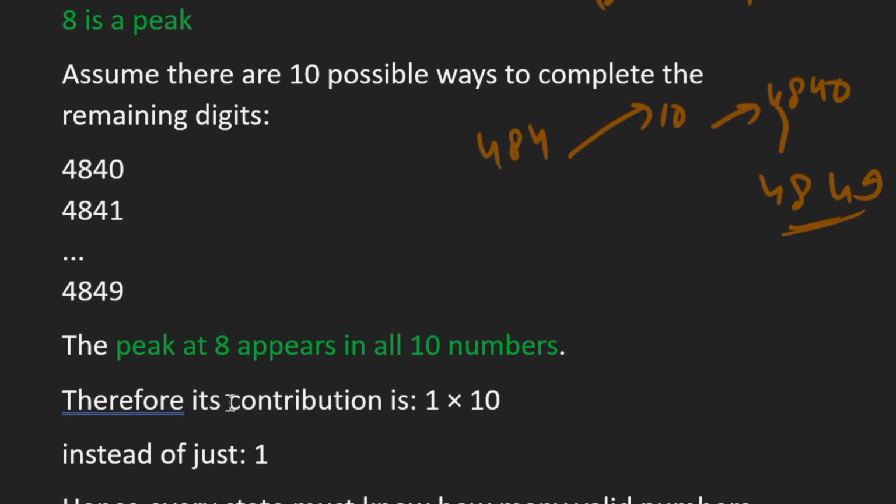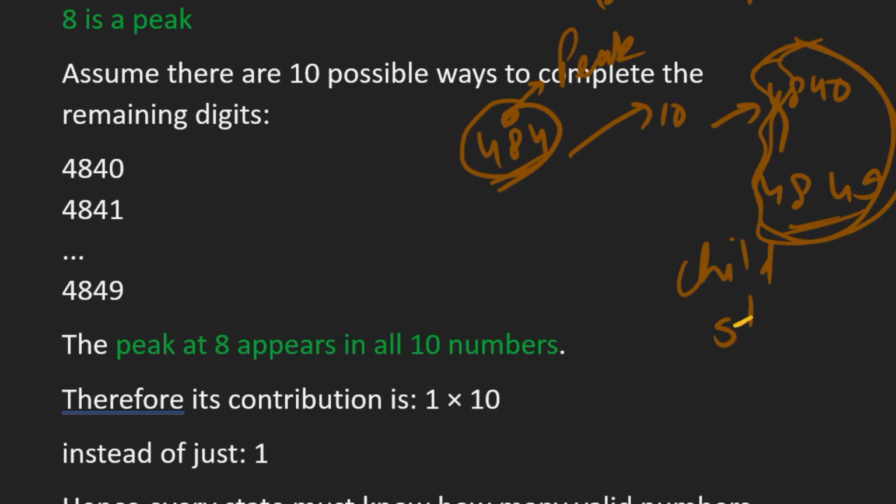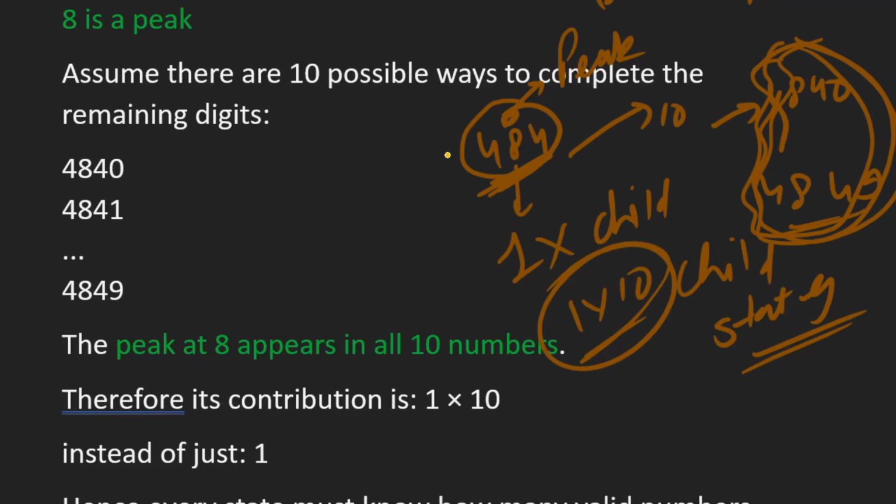This peak at 8, that appears in 484, will appear in all these 10 numbers, right? This peak at 8 will appear in all the child states also. So the contribution of this peak is not 1, it is 1 into total children, that is 1 into 10, right? That's why we are counting the number of children also.